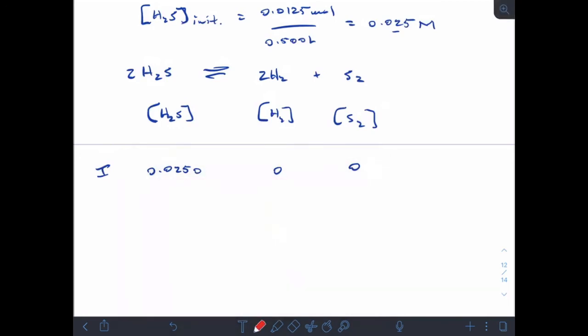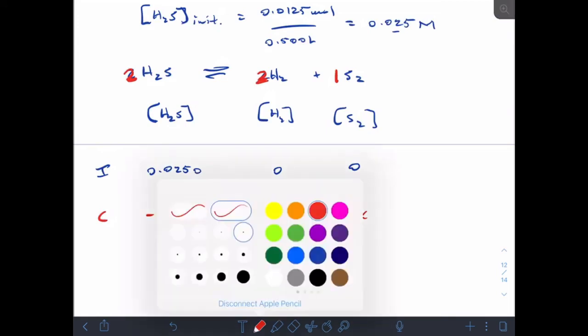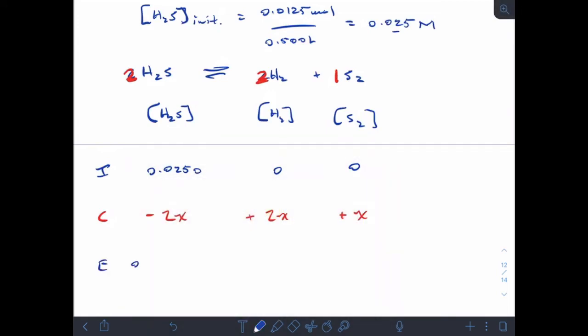So I'm going to be losing some H2S and gaining H2 and S2. Making sure we recognize there's a 2 here, a 2 here, and a 1 here. So my change line, I'm losing some H2S, so I'll say minus 2x because that's what's in the stoichiometry. I'm gaining some H2, so I'll say plus 2x for the H2, and I'm gaining 1 S2. So my equilibrium line will be 0.025 minus 2x, plus 2x, and plus x.